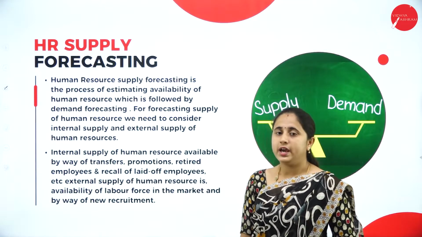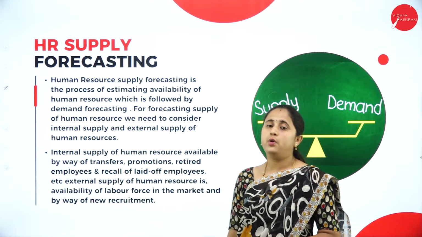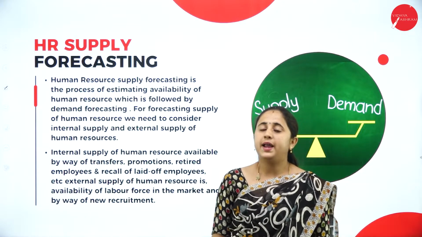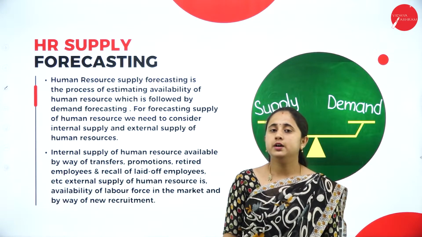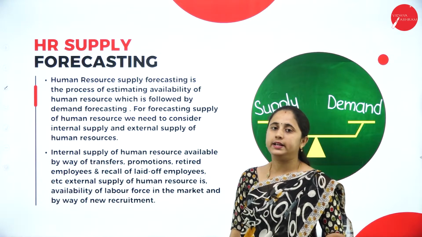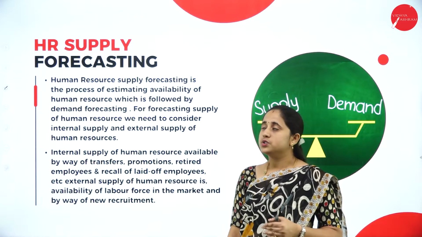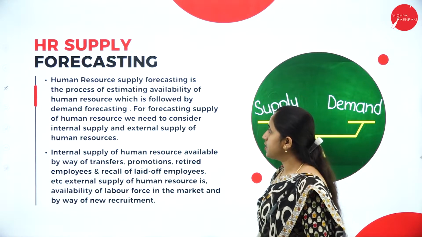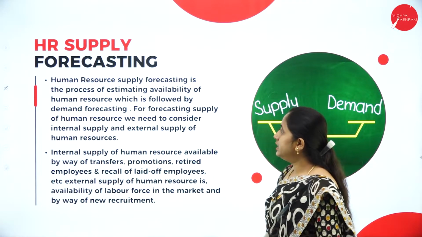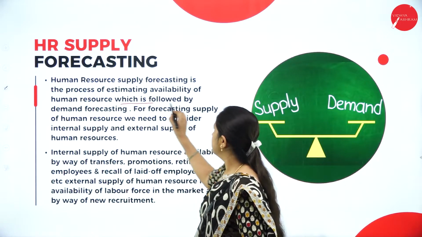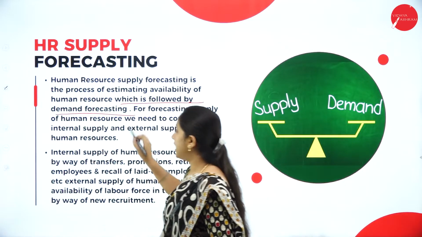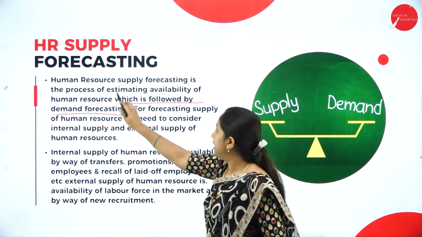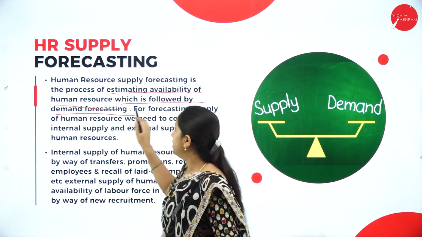Moving further, HR supply forecasting. So now we know demand forecasting. Demand forecasting means it is a process of planning for the future requirement of human resource in the right quality and right number. So what do you mean by supply forecasting? Human resource supply forecasting is a process of estimating the availability of human resources, which is followed by demand forecasting. Based on the demand, we are going to estimate the availability of human resource.